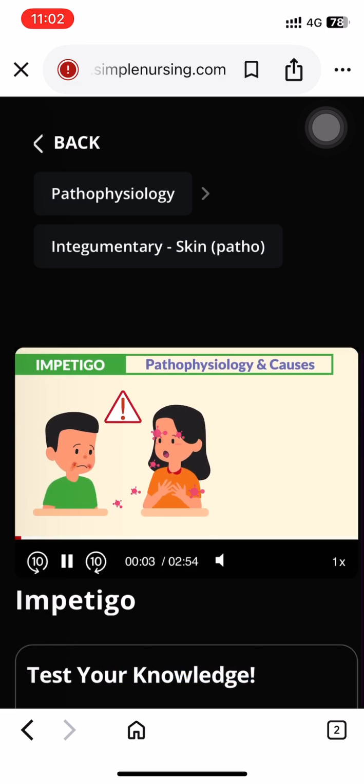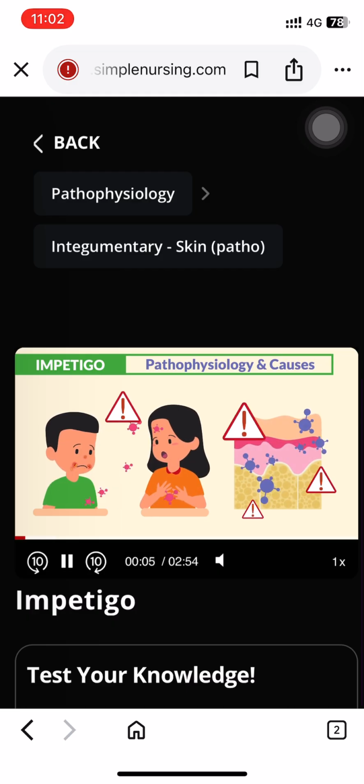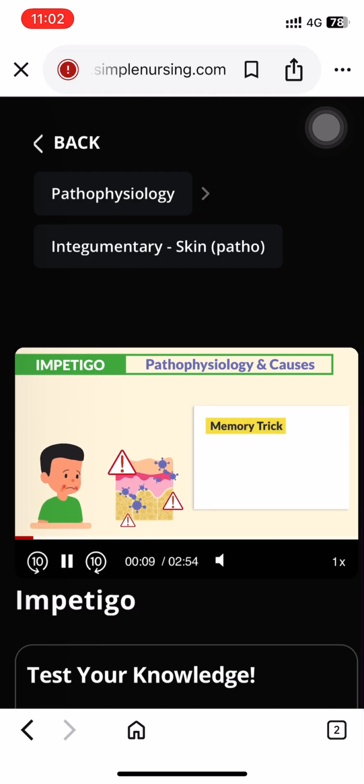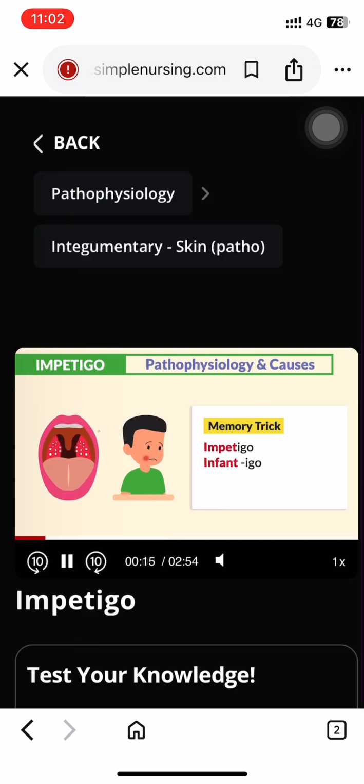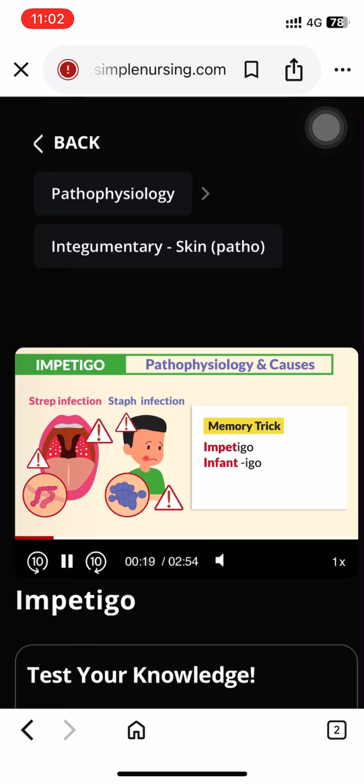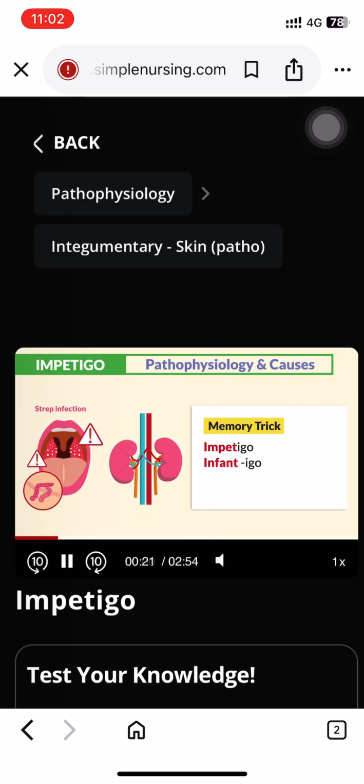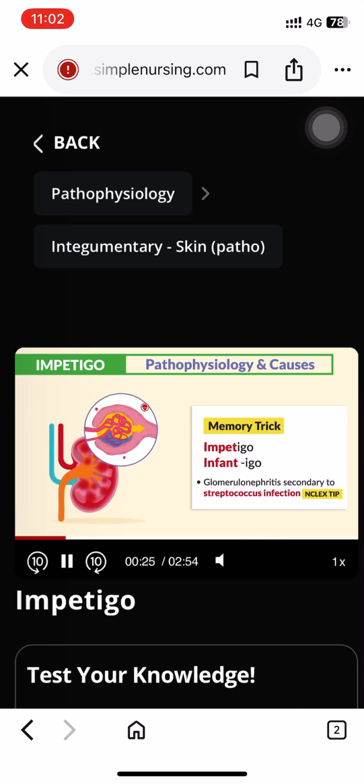It's a very common, highly contagious skin infection affecting infants and children. So the memory trick, just think impetigo is for infant tigo. Now it's caused by a strep or a staph infection, which is really dangerous in children, as that strep infection can travel all the way down to the kidneys, causing glomerulonephritis, secondary to a streptococcus infection.